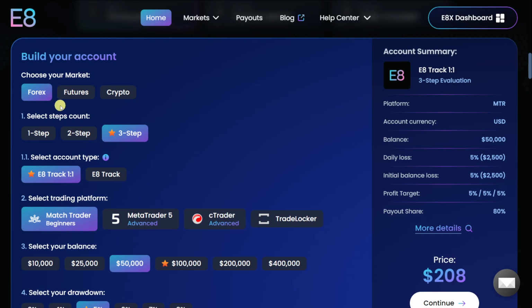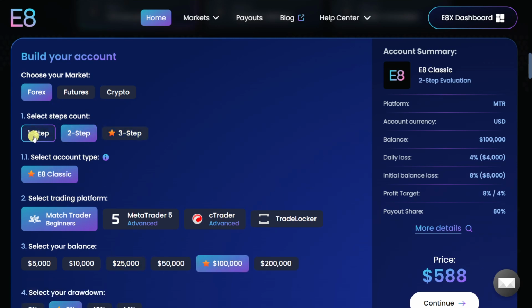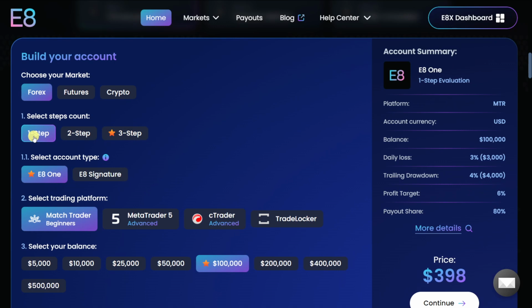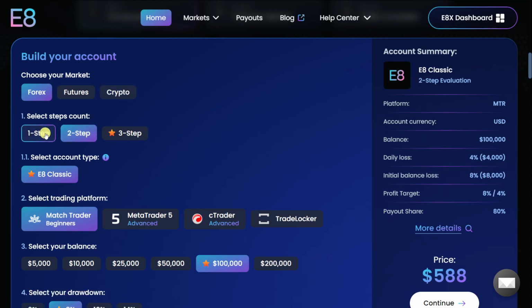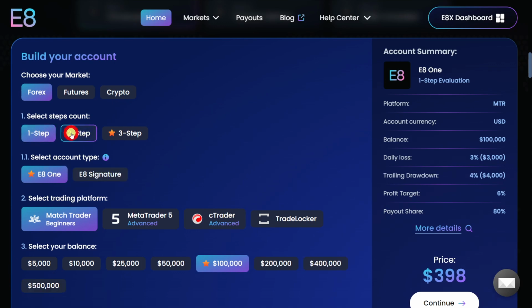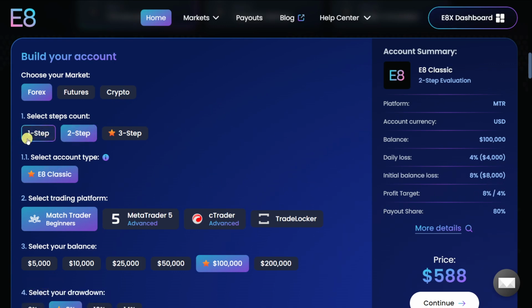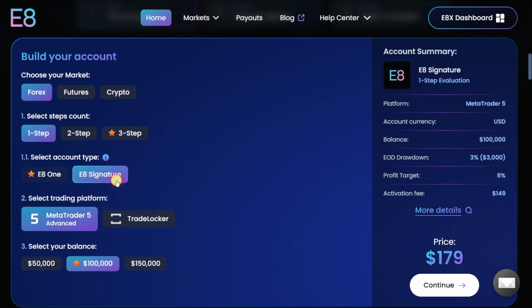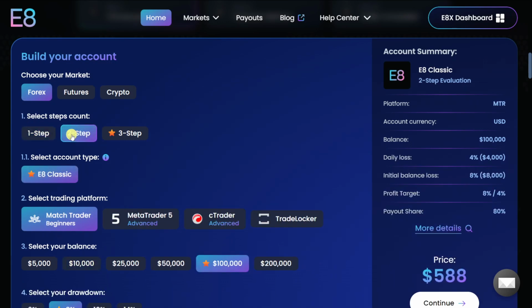Now, the biggest differences between the one-step and two-step that you have to be aware of: with the one-step, the trailing max loss is dangerous. It follows your equity. Higher profit target. So that's something that you have to be aware of. You can see right here. And faster funding.